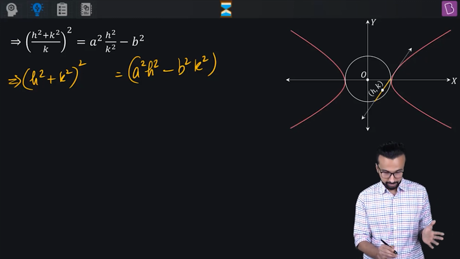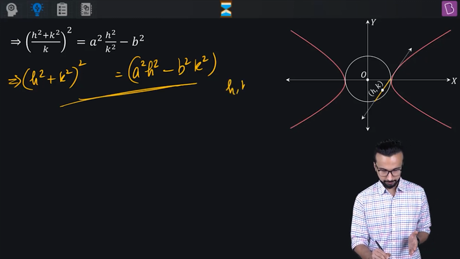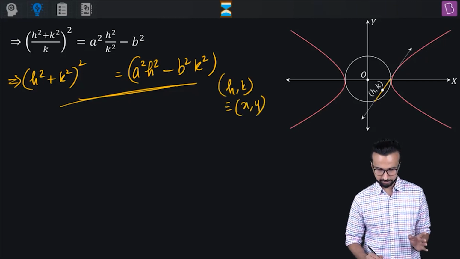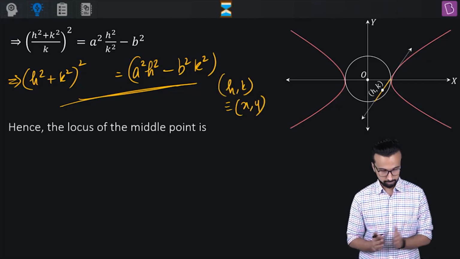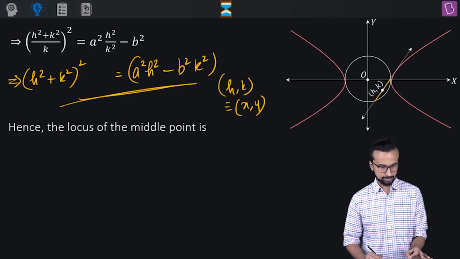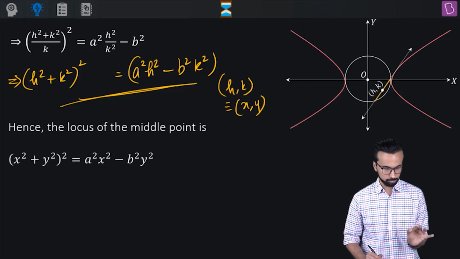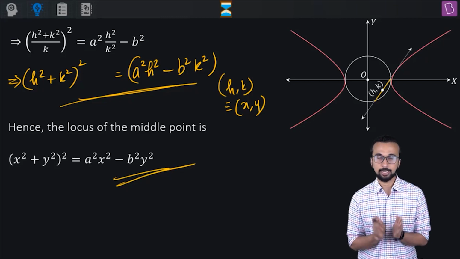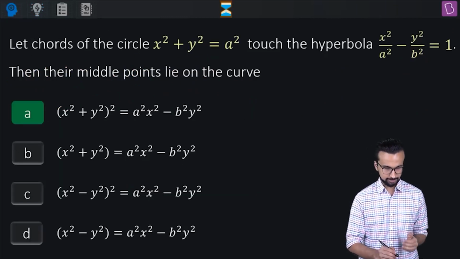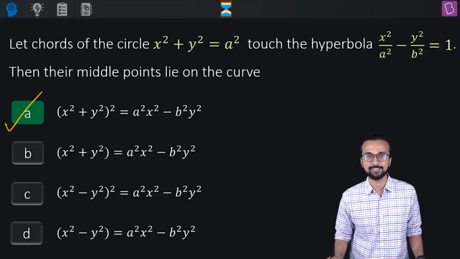Now we have actually reached our answer. Just replace (h, k) with (x, y) to get our final answer. So the locus of the midpoints of the chords would be, replacing h with x and k with y, (x² + y²)² = a²x² − b²y². Let's check it in the options now. We can see that this is option A, and hence A will be my right answer. Got that?